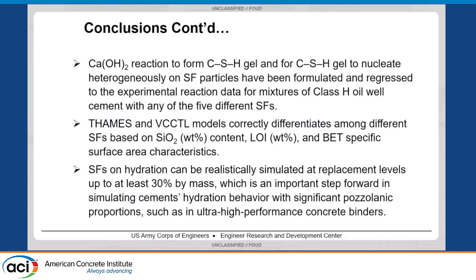And the replacement of SF percentage is very important. If you start going up to higher levels like 30%, the trends start getting worse. When we were at 20%, we got much better trends.